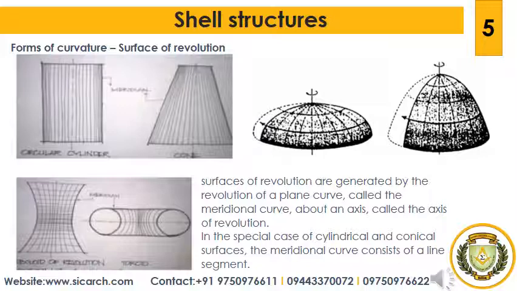So first we will start with surface of revolution. Surfaces of revolution are generated by the revolution of a plane curve called the meridional curve about an axis called the axis of revolution. In the special case of cylindrical and conical surfaces, the meridional curve consists of a line segment. Examples are cylinders, cones, spherical or elliptical domes, hyperboloids of revolution and toroids.